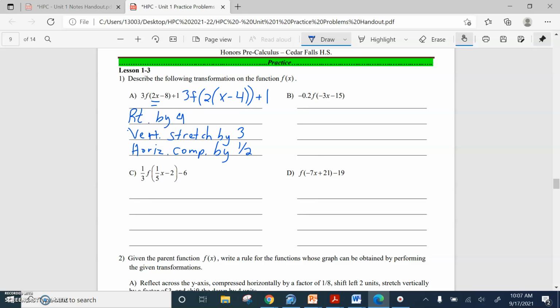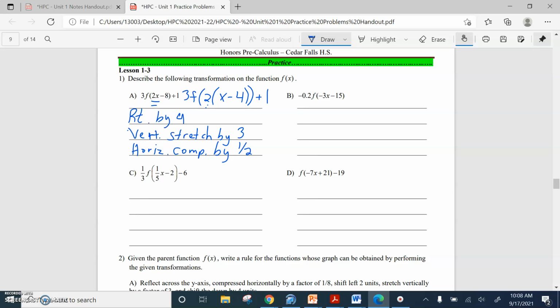If the number inside, if this 2 here would have been, say, 1/3, then we would describe it as a horizontal stretch by 3. Because the number is less than 1, it's a fraction less than 1. Our descriptor, we take the reciprocal of that and we get the whole number 3. So I'll take a real quick second here. No, you know what? Let's do this.